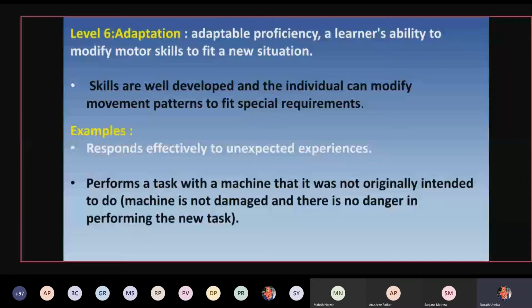For example, we can say a learner will be able to perform a task with a machine that it was not originally intended to do, or we can say the machine is not damaged if he or she is trying to do a task which is not made for that particular machine, and there is no danger in performing the new task. So if a learner is able to achieve this, we say that he has reached level 6, which is adaptation.